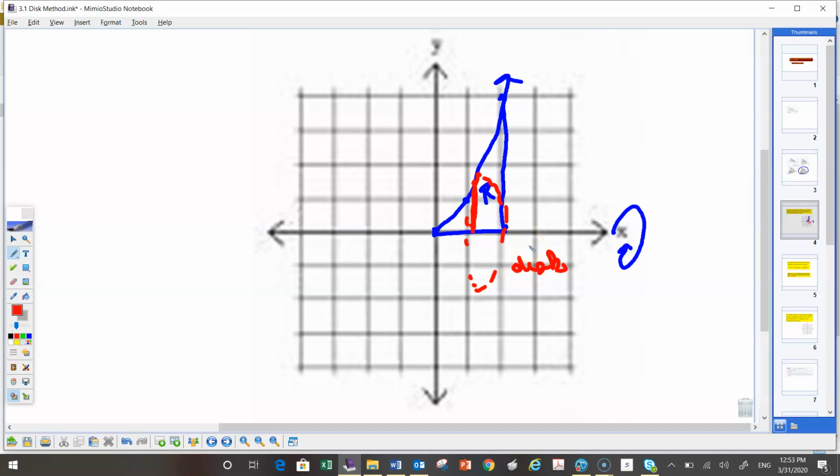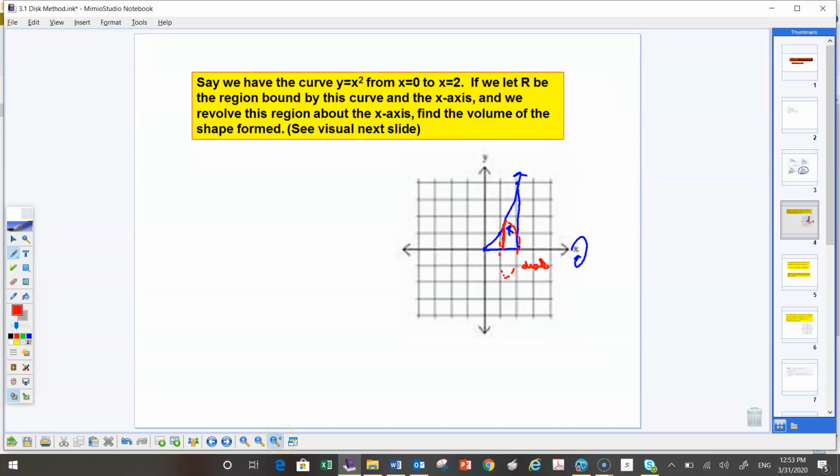So a disk is a circle, and we all know how to find the area of a circle. If we could find the area of the circle, that would give us the area of the one disk. And if I integrate from 0 to 2, that would give me the areas of all the disks. And if I add up all the areas, it's going to give me the volume of my three-dimensional object.